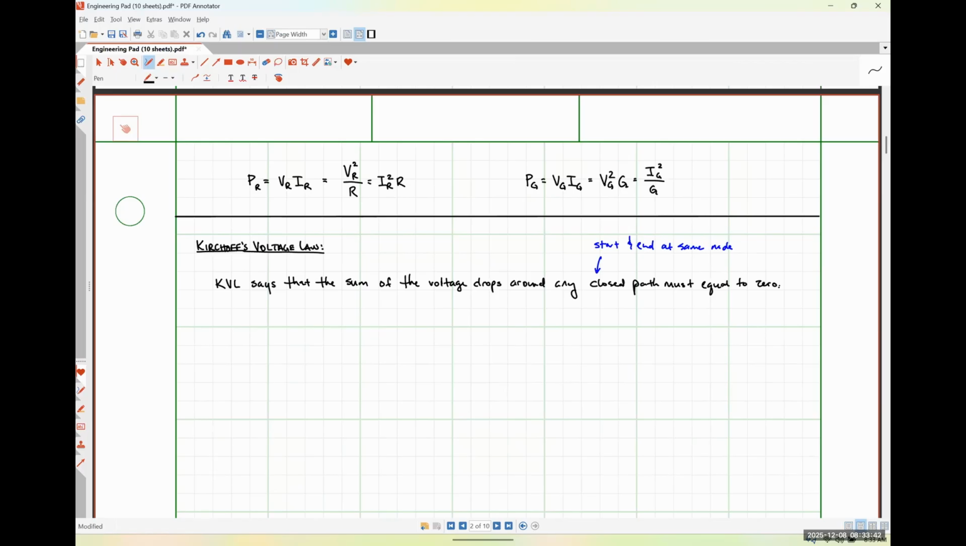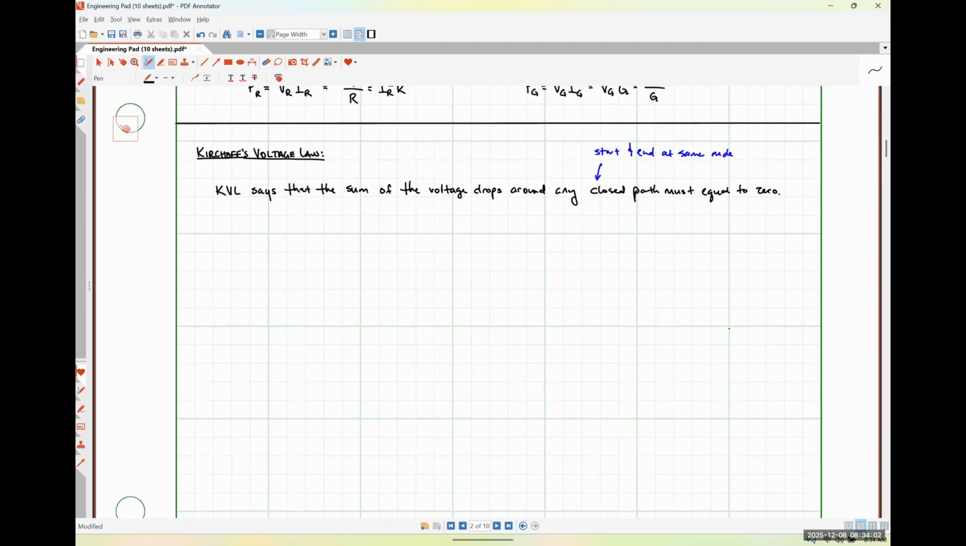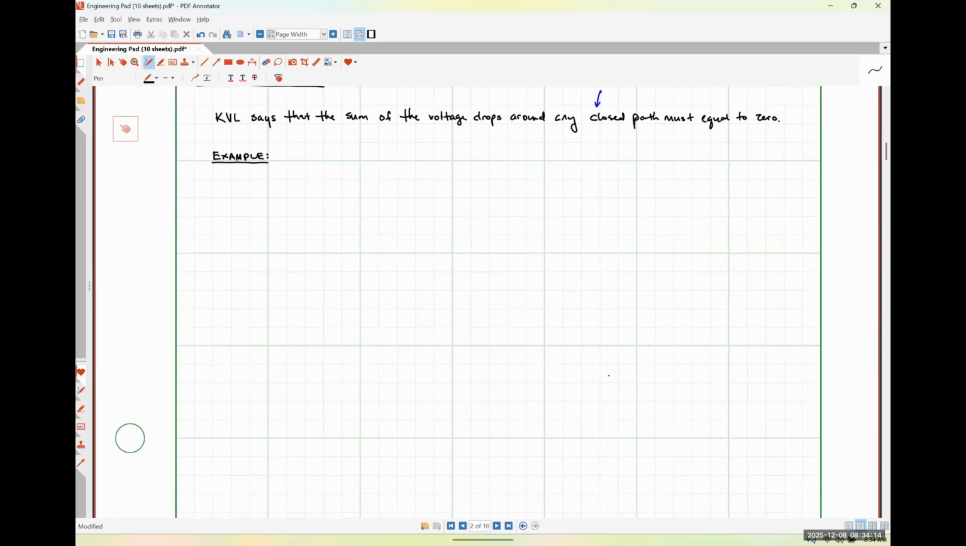So KVL can be used to determine the value of any unknown voltages in our system if we know what the other voltages are, and we can use it in combination with Ohm's law to also find out currents that are occurring in our system. So let's start with something ridiculously easy, okay? This is more of a way for me to show you how I choose to apply Kirchhoff's voltage law and how I highly suggest you guys do it as well.